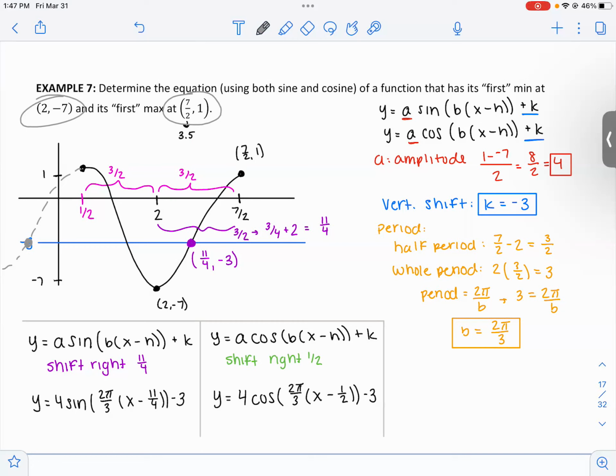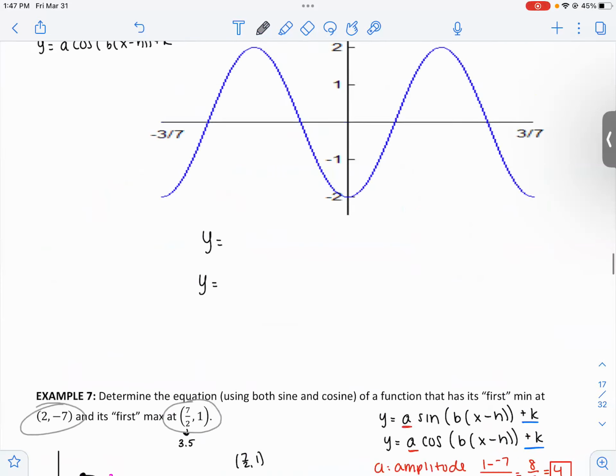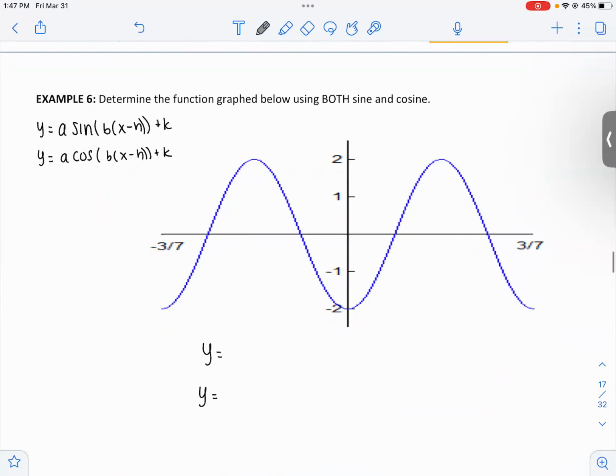Okay, so that was a quick run through of example 7. I am going to go back up to example 6 and see what happens if I'm given a graph. Again, kind of similar to the last one we just did. Could I write this function using both sine and cosine? Turns out, yes, absolutely you can. Let's see how we do it. I would again go ahead and start with that amplitude, because I do find it one of the easier things to see on your graph.